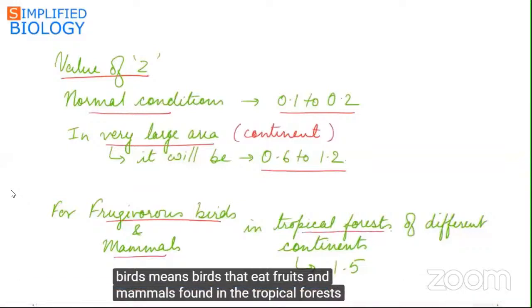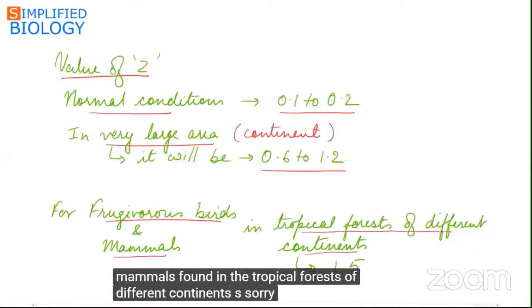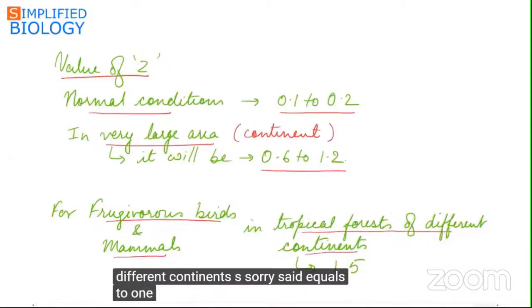In the tropical forest of different continents, Z equals 1.5.